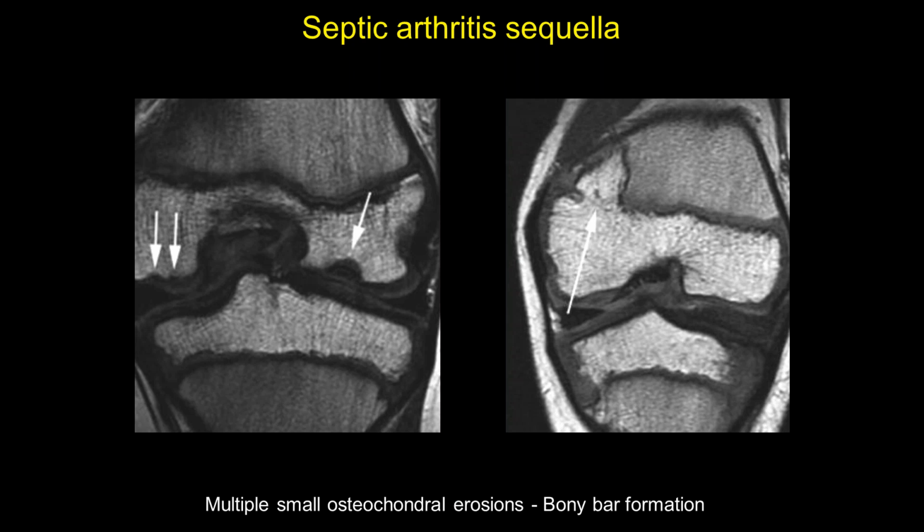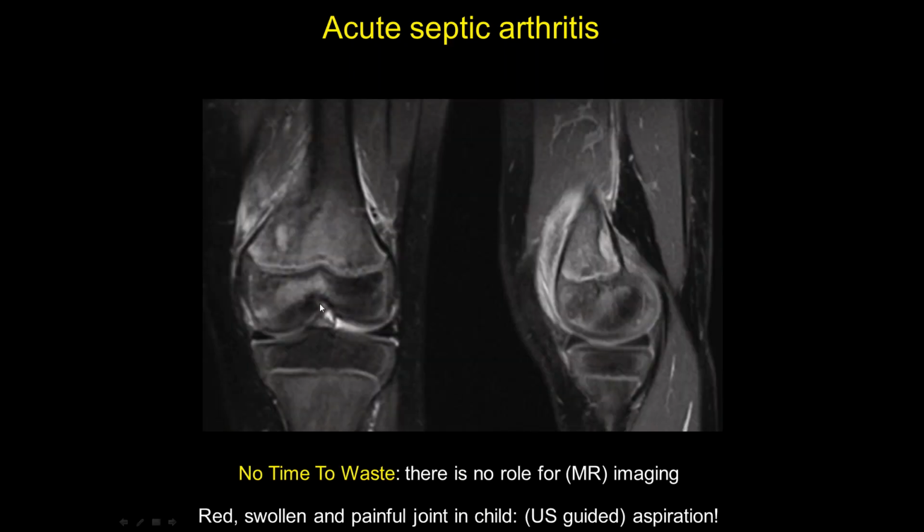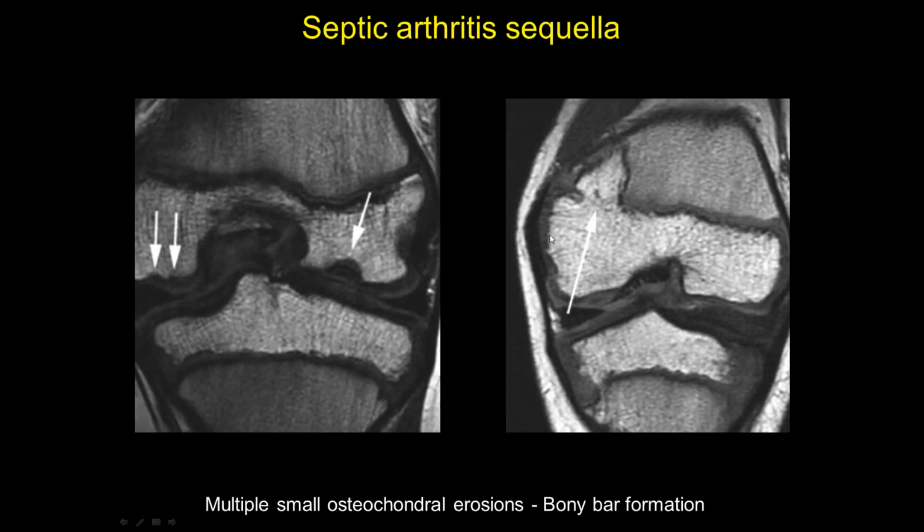As you can see, let me go back to the previous slide. We can see that there is quite often bone marrow edema also in the epiphysis, also in the metaphysis. The growth plate may be infected too, and so this quite often results in these type of bony bars.